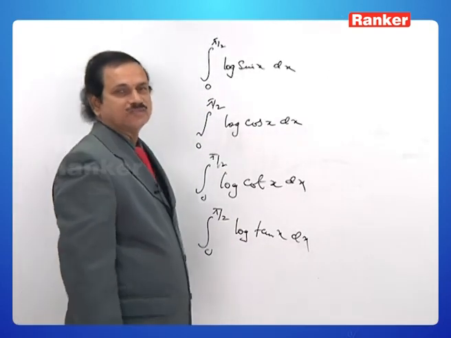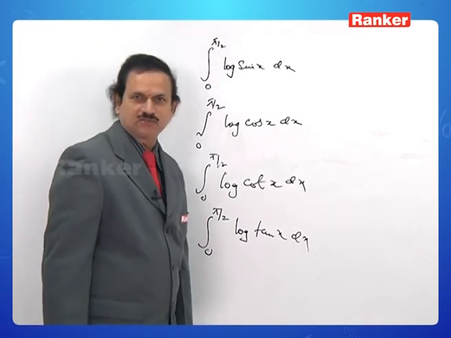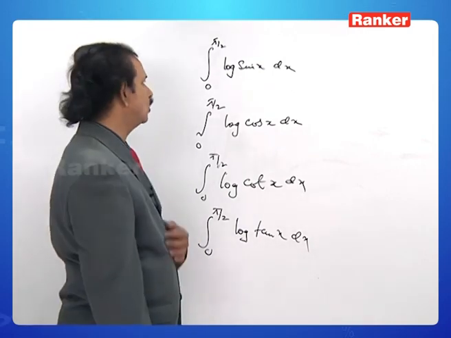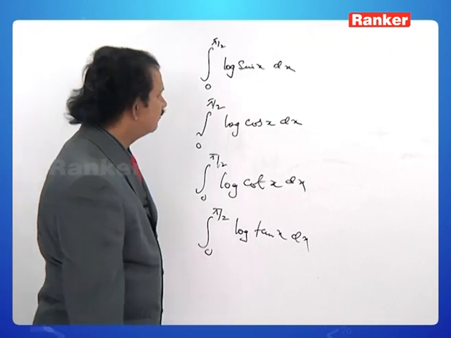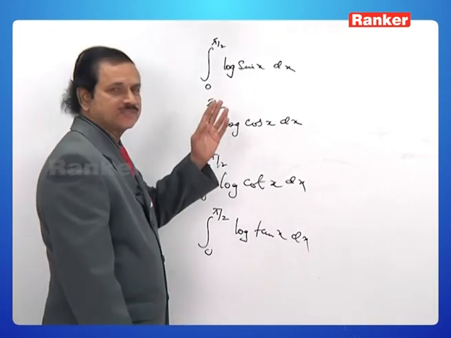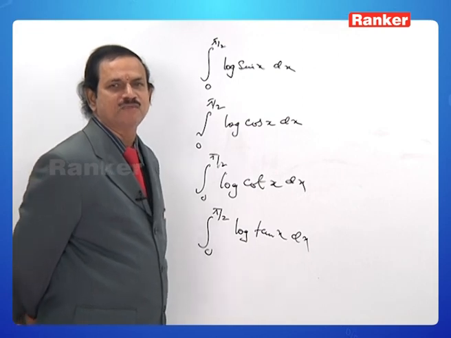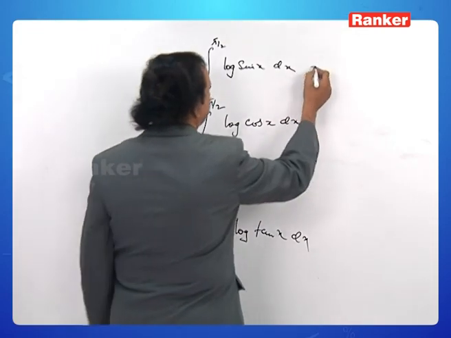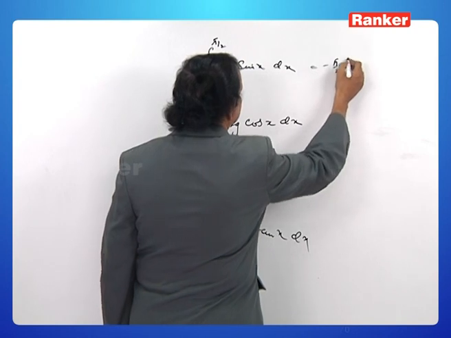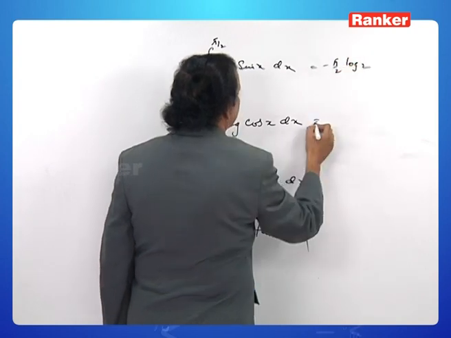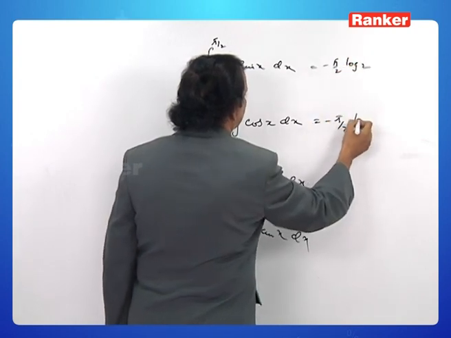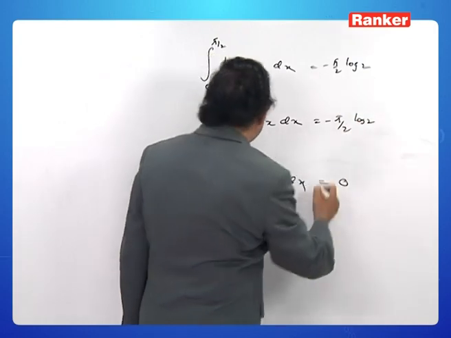You observe these questions. They look alike. Of course, logarithmic function is being involved here. And if you take integral 0 to a f of x dx equal to f of a minus x dx and get it simplified, you will have the answer. My dear friend, this is a famous answer: minus pi by 2 log 2, and this is of course 0.